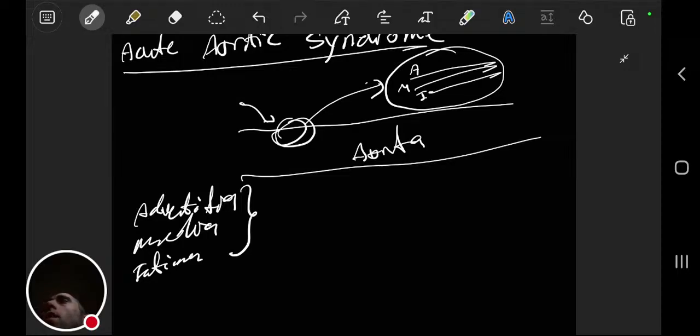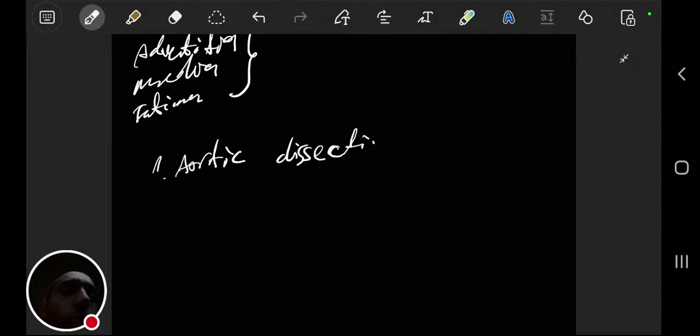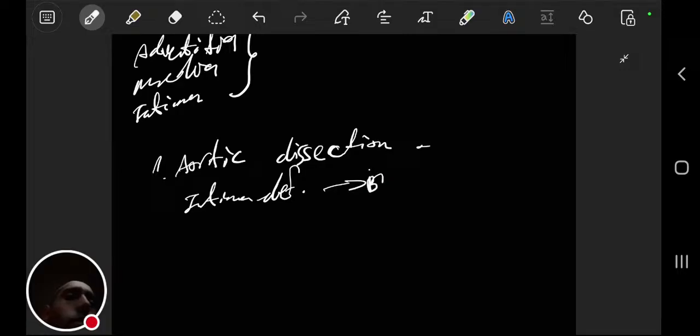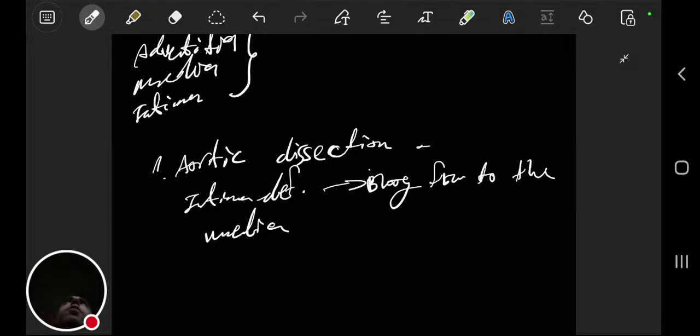Now, acute aortic syndrome, let's talk about three important manifestations, or three important etiologies, or whatever you call it. We have one very important: aortic dissection. When I'm talking about an aortic dissection, I'm talking about an intima defect, and the blood flows to the media, to the medial layer of the aortic wall, if you want more precisely.